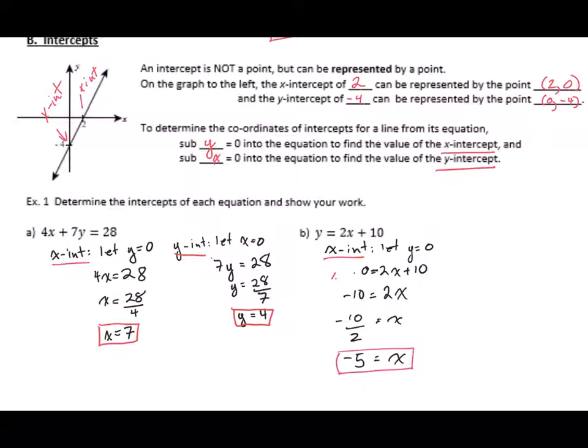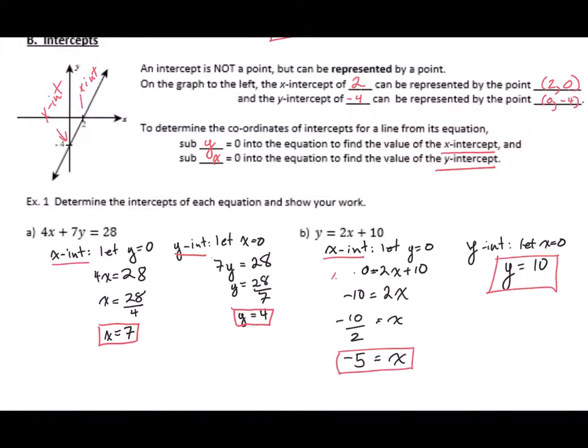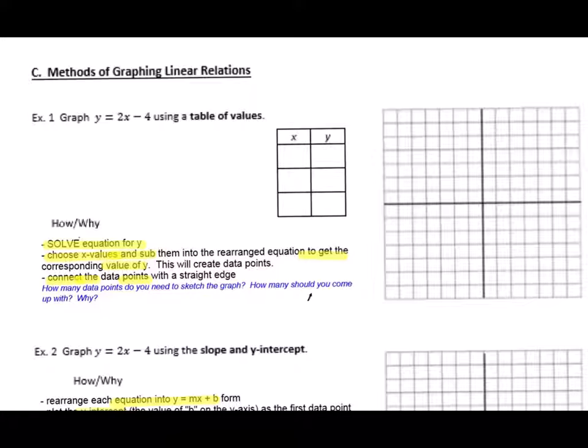We'll do the same for our y-intercept. We get the following. And we end up with our y-intercept being 10. So we're on to part C, methods of graphing linear relations. So basically what we're going to do is we're going to start by graphing with a table of values.